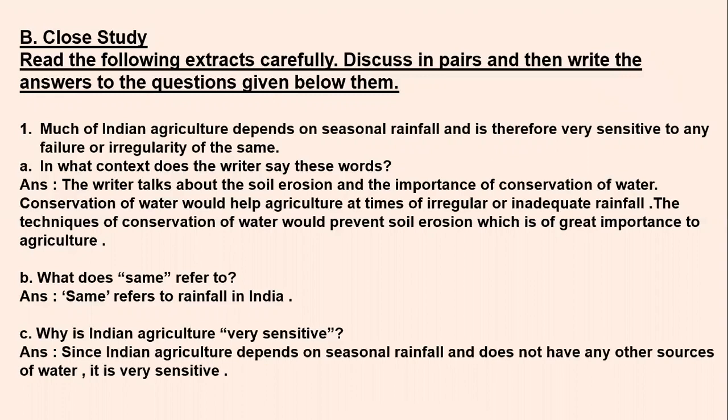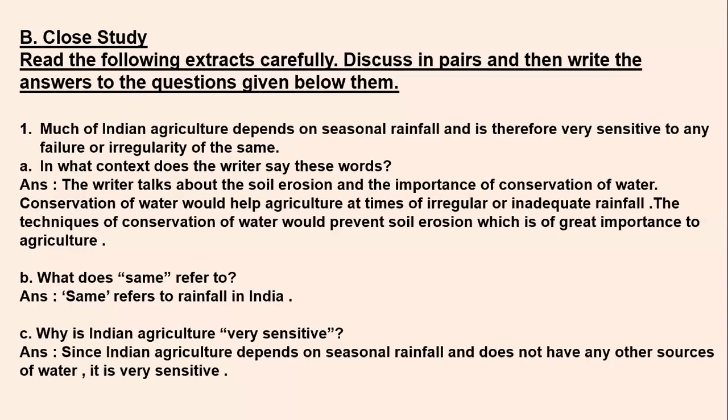The writer talks about the soil erosion and the importance of conservation of water. Conservation of water would help agriculture at times of irregular or inadequate rainfall. The techniques of conservation of water would prevent soil erosion, which is of great importance to agriculture. So when he says these things, at that time, this context comes here. Like the writer in this chapter talks about soil erosion and the importance of conservation. If we save water, what will be its importance? How will we be benefited by it?